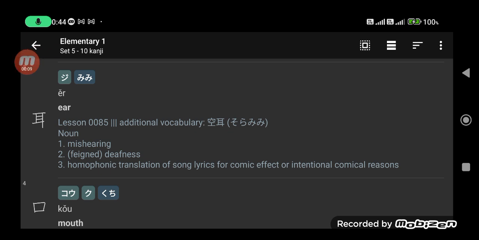For today, what I would like to introduce to you is this kanji character indicated right here.